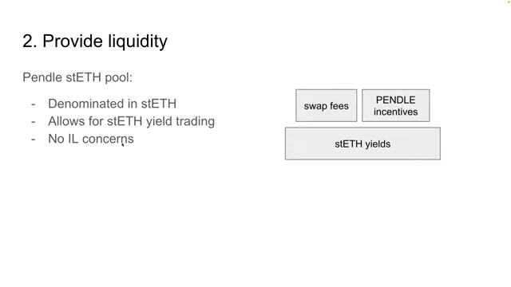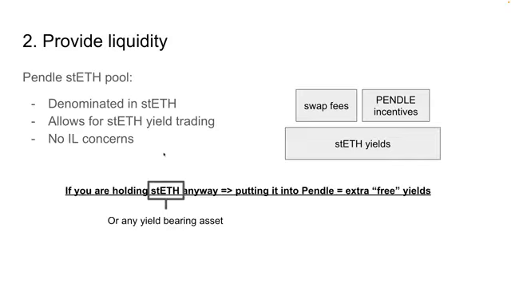But intuitively, by providing liquidity into a Pendle pool, you will still get the base yield and you also get swap fees and Pendle incentives on top. Therefore, if you are already holding sDETH anyway, putting it into Pendle will just give you extra, quote unquote, free yield. It's not exactly free because there's extra smart contract risk involved. But if you exclude that, putting sDETH into Pendle will just give you extra yield on top of the normal sDETH yield.